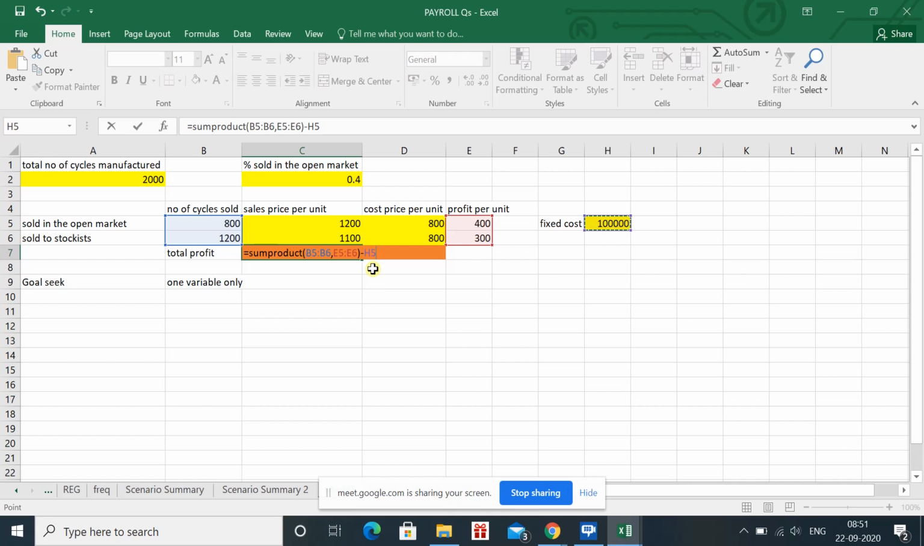Why are we calculating the profit? Because every time we want to see the impact over the profit. So with the help of this formula we will see the impact. So in this case this is the profit. We calculate the profit as per the given information.